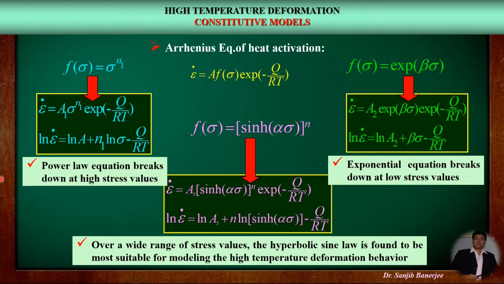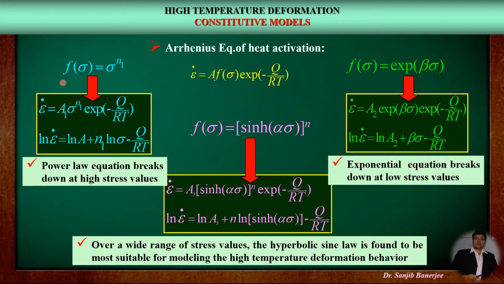First, we start with the Arrhenius equation of heat activation, which says the strain rate, denoted by epsilon dot, is equal to A, which is a constant, times F of sigma, which is a function of sigma, times exponential of minus Q by RT, where Q is the activation energy of deformation, R is the universal gas constant, and T is the working temperature. Now, the different expressions which are generally considered for this F sigma are as follows.